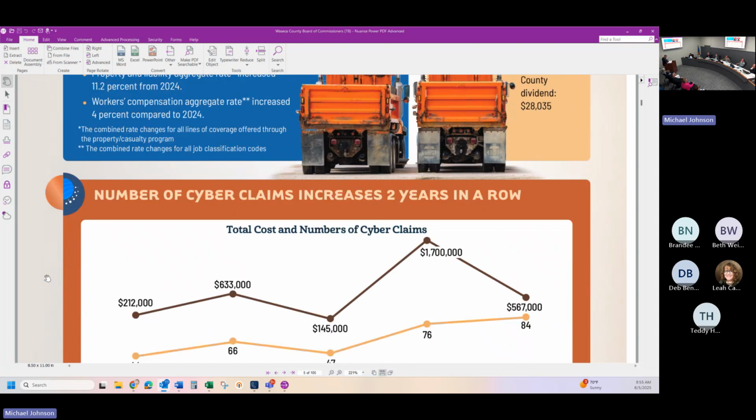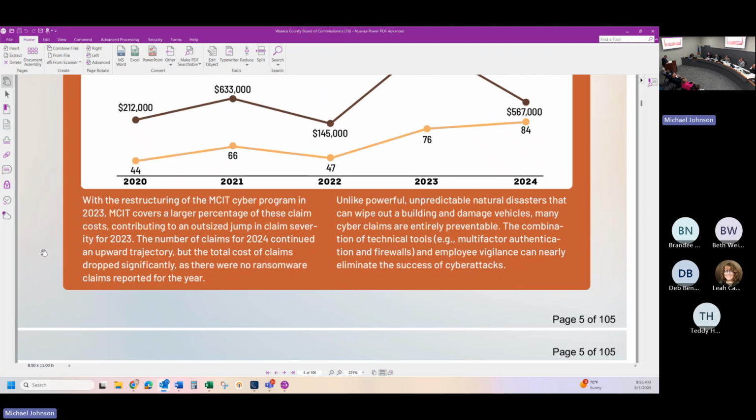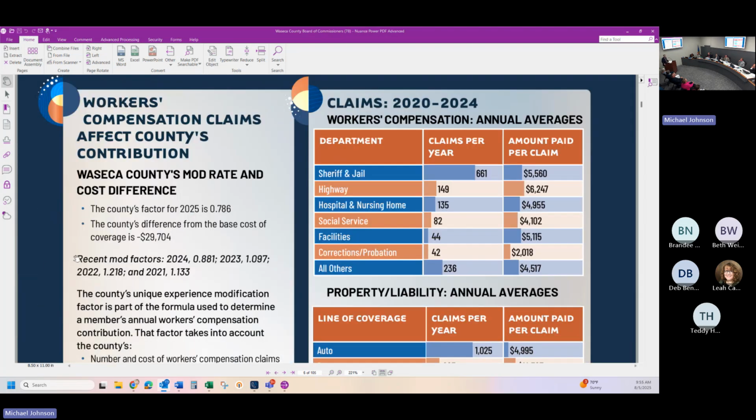I want to end here just by talking a little bit about claims, and this again is on page 4. The chart on the upper right of page 4 will give you some sense about the claims that we see on average per year. And this is a 5-year snapshot, so 2020 to 2024. You'll see, for example, in that upper section is a workers' compensation section. You'll see sheriff and jail. So in that department, on an annual average basis in that period, we saw 661 claims with an average amount paid of about $5,500.